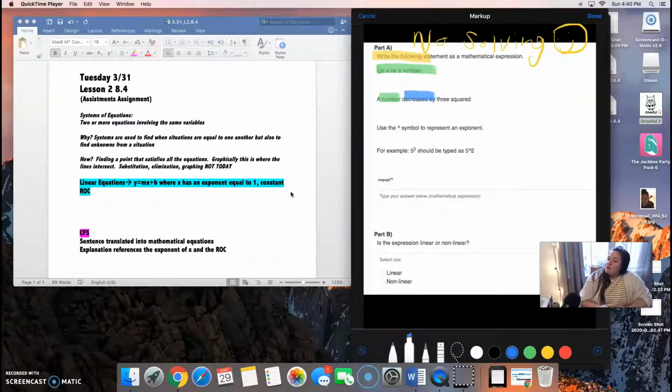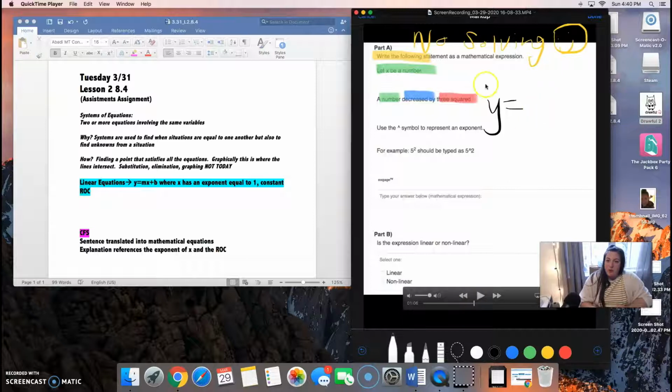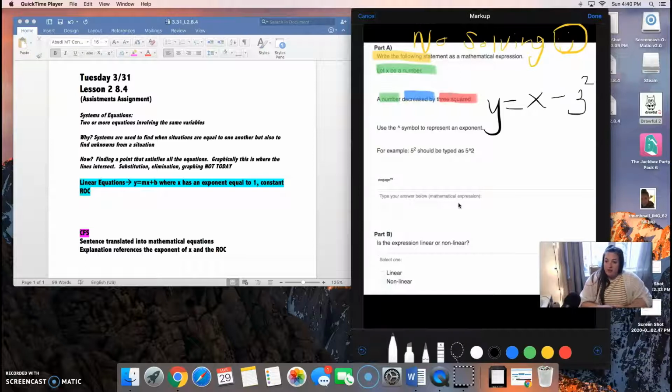So think back in your brain, to decrease something, what operation would that be? And it's going to be subtraction. And then it says decrease by 3 squared. So 3 squared would be 3 to the exponent of 2. So when you write these equations, we're going to start with y equals, and then we're going to fill in whatever the sentence read. So y equals a number decreased by 3 squared is what we are going to translate. So we're going to translate that. Decreased, I know that there's a subtraction. What are we subtracting? We're subtracting x minus 3 squared.